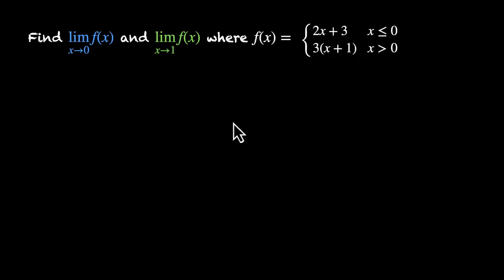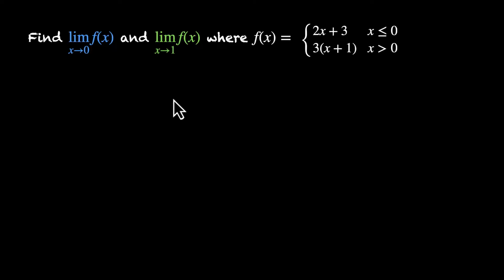Okay, so we have to find the limit at 0 and at 1. 1 is easier because it's cleanly defined. When x is approaching 1, we can use this definition. This works for all values that are greater than 0. So we can simply plug in the value of x as 1.